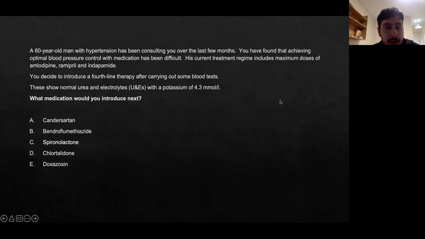A 60-year-old man with hypertension has been consulting you for the last few months. Achieving optimal control has been difficult. His current treatment regime includes maximum doses of amlodipine, ramipril, and indapamide. This is not working, so you want to introduce a fourth-line therapy after carrying out some blood tests to see where you should go. U&Es are normal, but potassium's 4.3. What medication should you introduce next according to the guidelines?